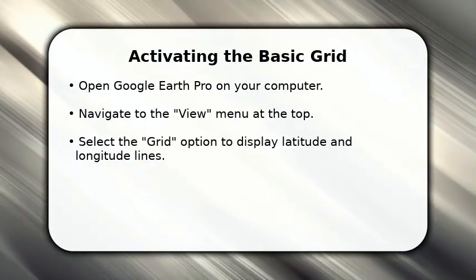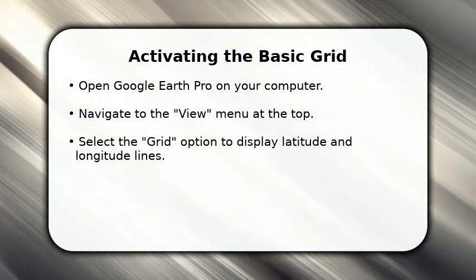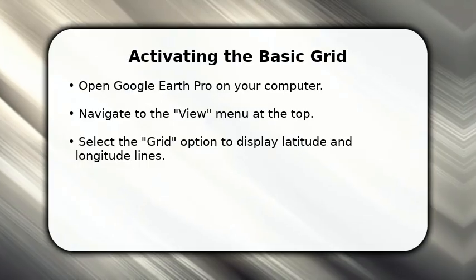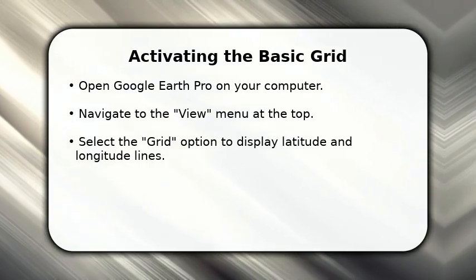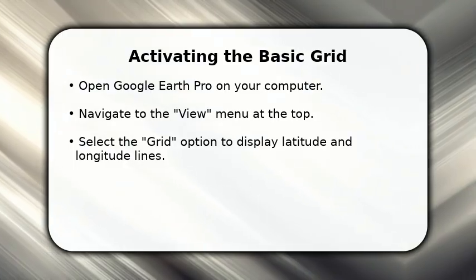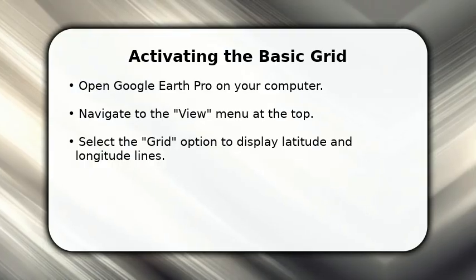In this video, I will explain how to make a grid in Google Earth. First, open Google Earth Pro on your computer. To activate the basic grid, simply go to the View menu located at the top of your screen. From the drop-down options, select Grid.